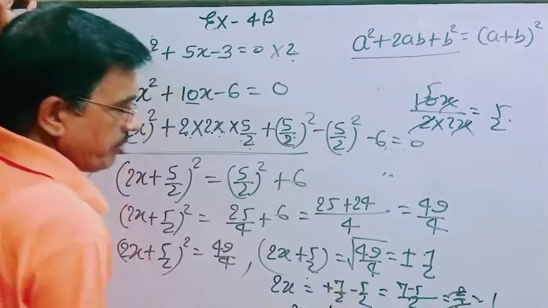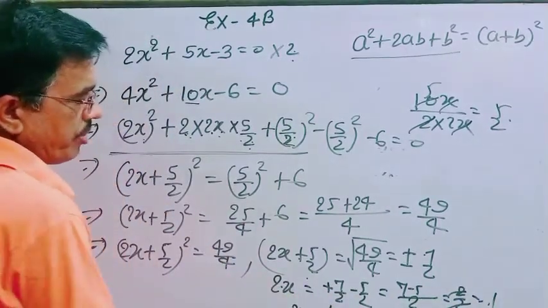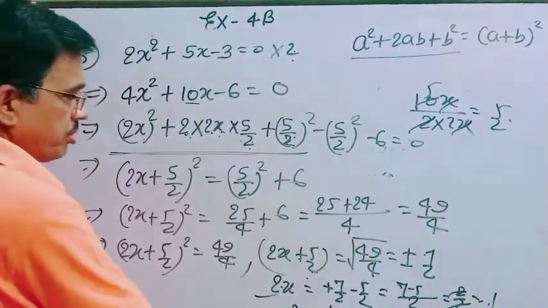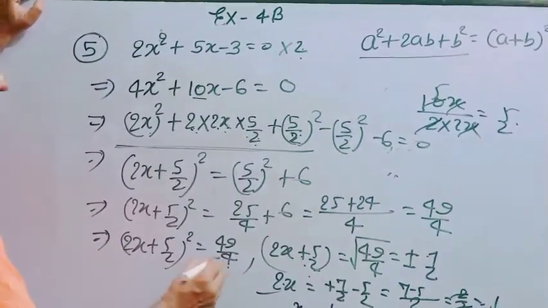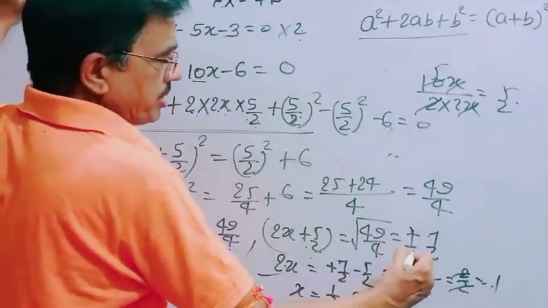That is 1 by 2. Because here is 1, then 2 divided, that is 1 by 2. So one solution is 1 by 2. Next solution, your question is plus minus n by 2.